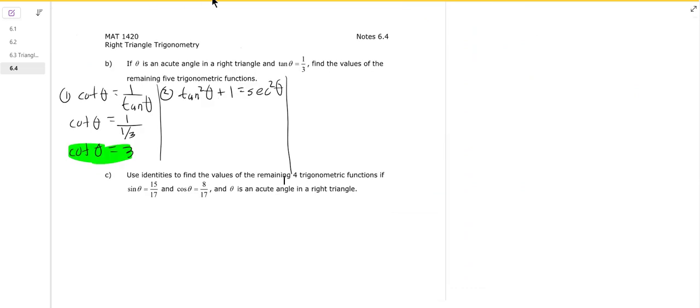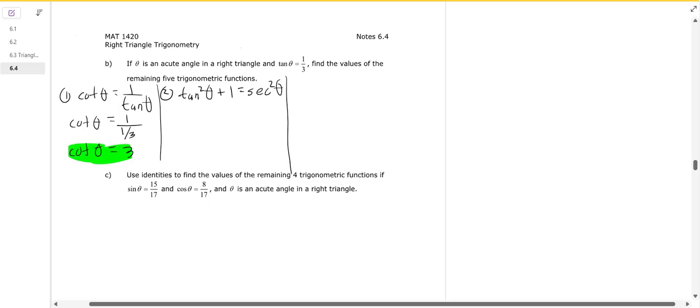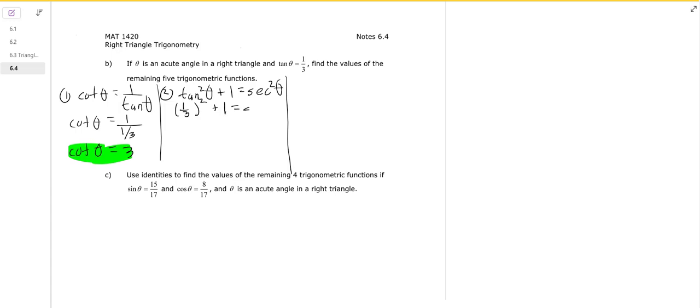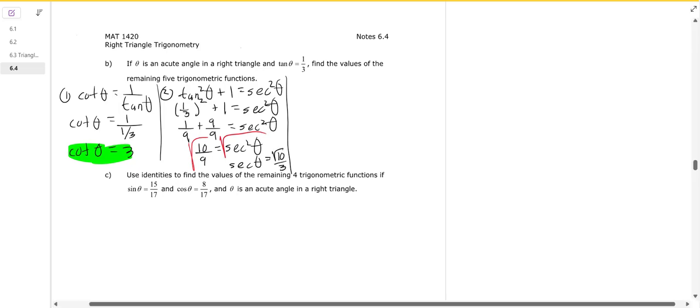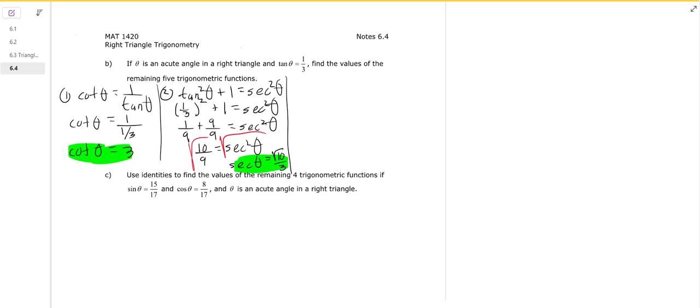What I'm going to do is replace this tangent with 1/3, so I'll have 1/3 squared plus 1 equals secant squared theta. That will give 1/9 plus 9/9 equals secant squared theta. That will give 10 over 9 equals secant squared theta. Then I can do the square root of both sides. I can do that in my head. So what I'm going to end up getting is the secant of theta is the square root of 10 over 3, just doing the square root of the top and bottom separately.